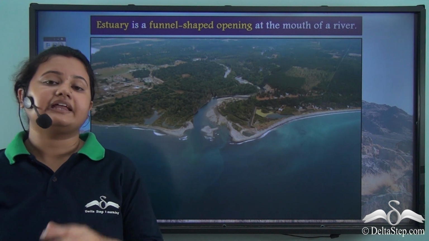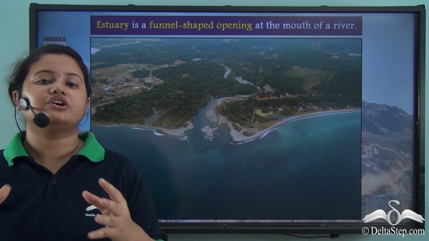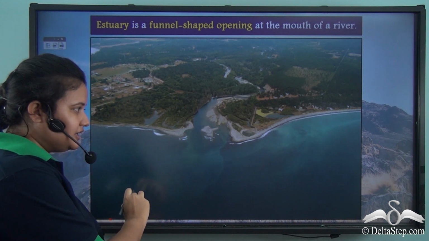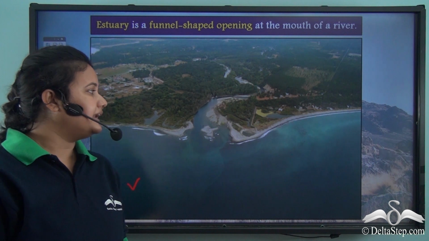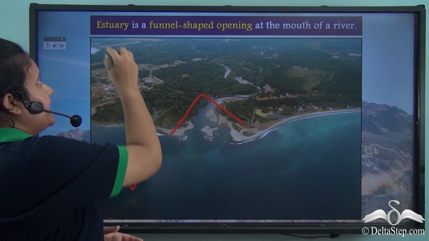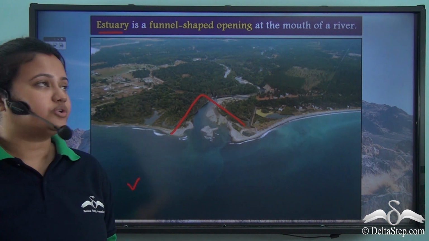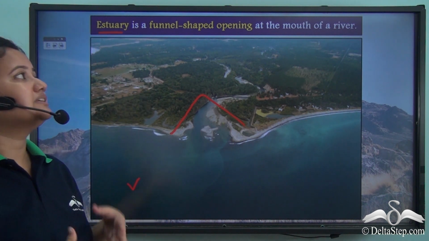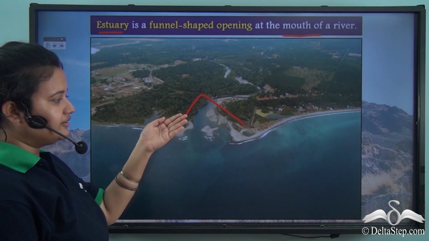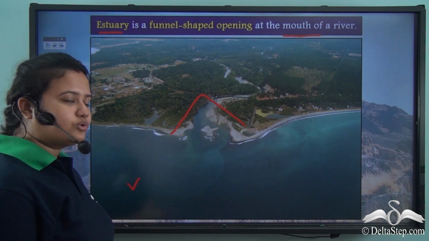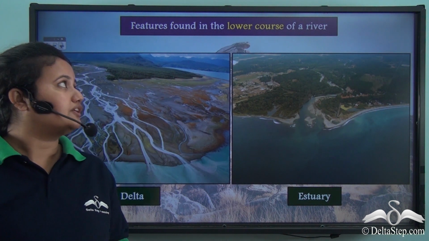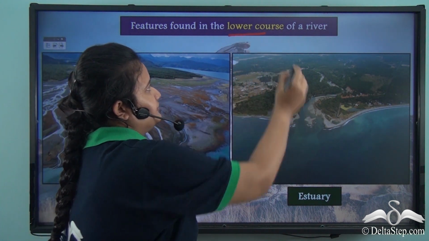Now we know that in the lower course of a river, its journey ends when a river meets with a larger water body, say a sea or an ocean. And this funnel shaped opening at the mouth of a river is called an estuary. So an estuary is a funnel shaped opening that is found at the mouth of a river, that is the place where a river connects with a sea or an ocean. So these are the different features that are found in the lower course of a river.